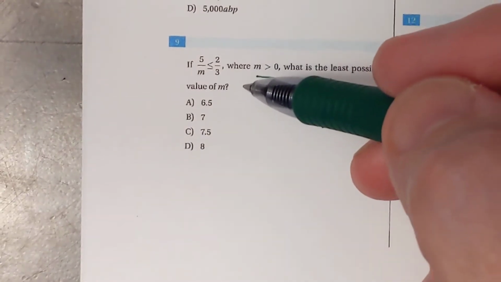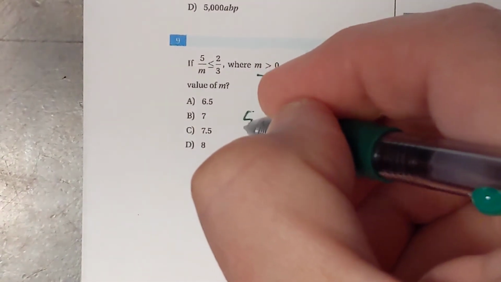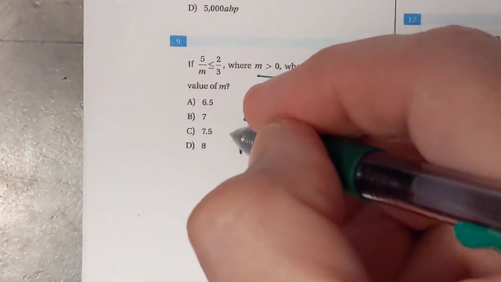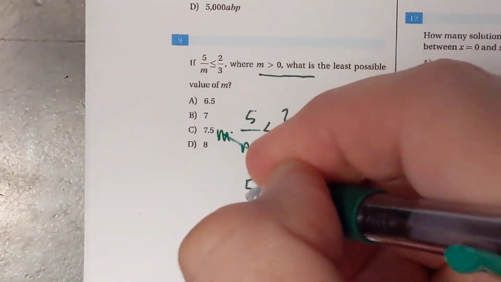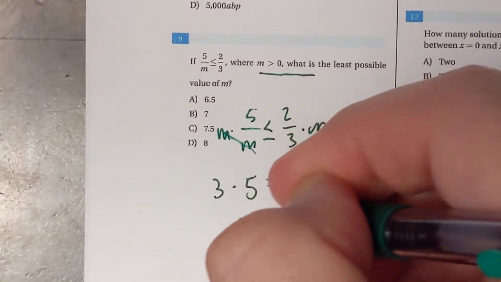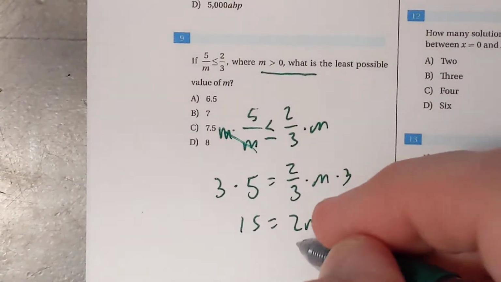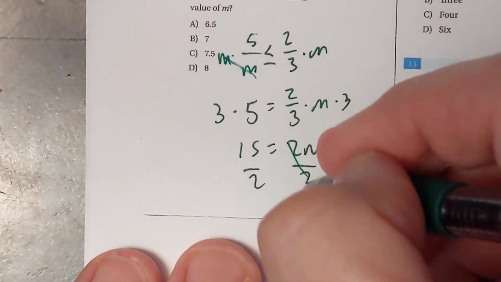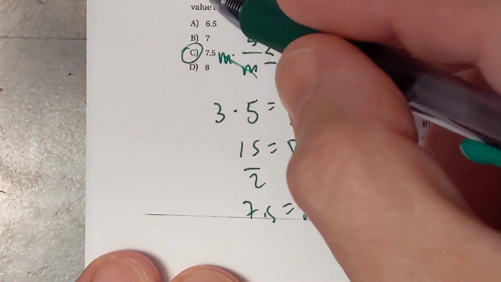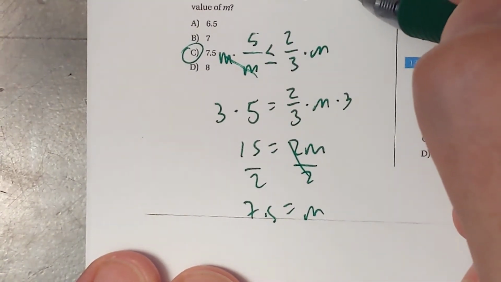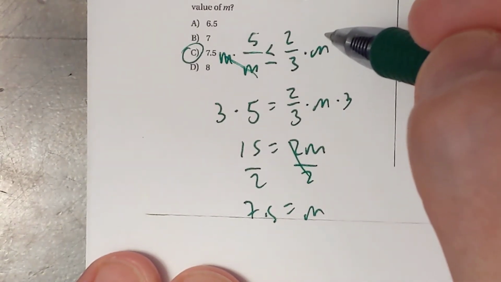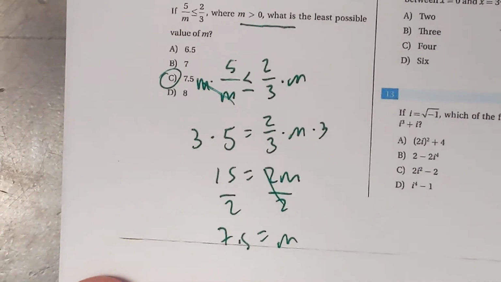They want the least possible value of m, so the way I would do it is just solve it. But I'd solve it slowly so that I don't have to worry about it. I'm not going to cross multiply per se. I'm just going to do it step by step. So I multiply by m on both sides. Then I multiply by 3 on both sides. Then I divide by 2. So m is 7.5. Or you could just plug these in and find out what is the least possible value of m. The bigger the number, the better off it's going to be. All right, groovy. So that was number 9.